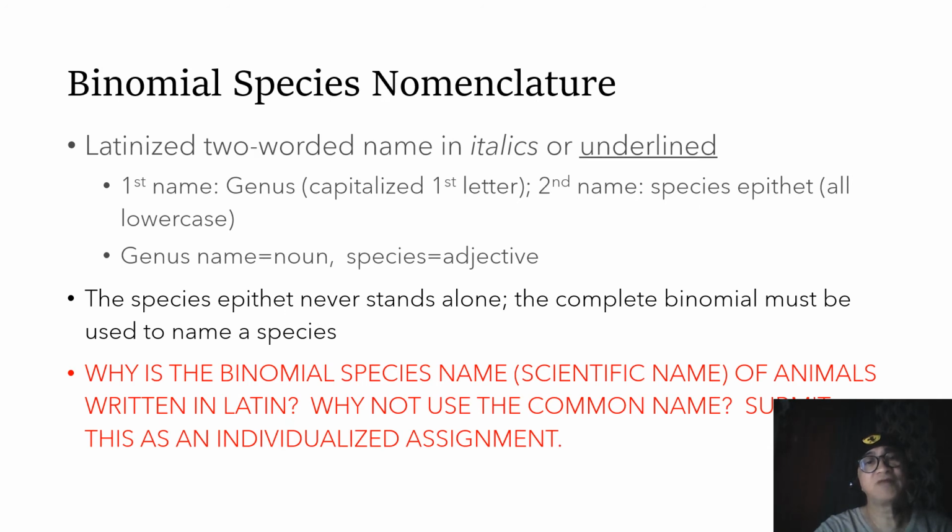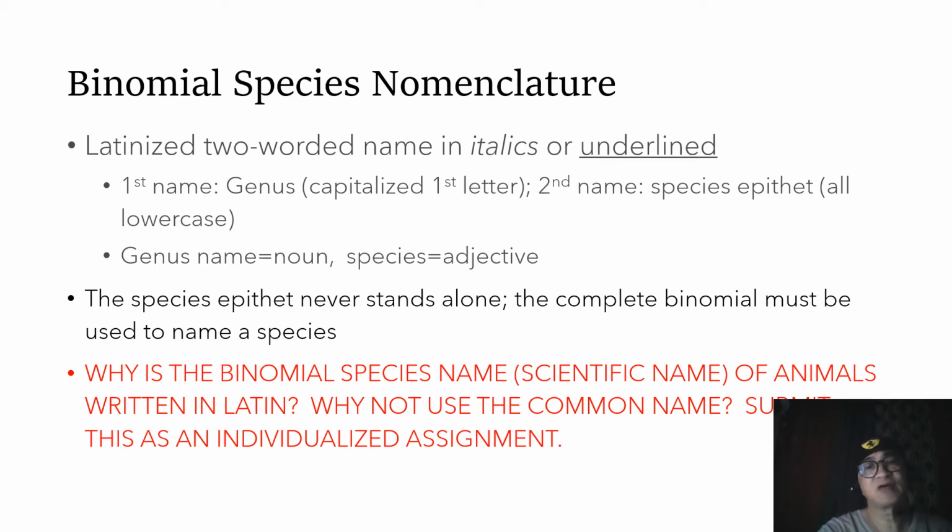The Linnaean way of naming animal species in a two-worded Latinized name is still followed today. The rules of using and giving a binomial species name have been retained. The first name is the genus name, which is written with a capital first letter, followed by the species epithet, all in lowercase. The rule that the genus name should be a noun, while the species epithet is an adjective, still follows. The species name cannot be written alone. The complete binomial name must be used to name the species of the animal.